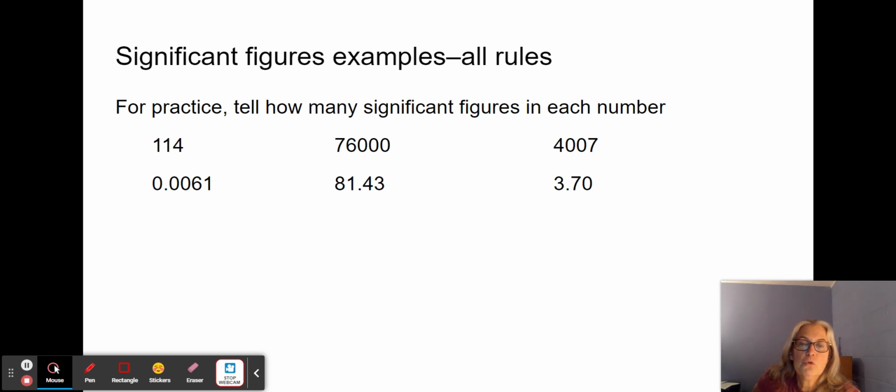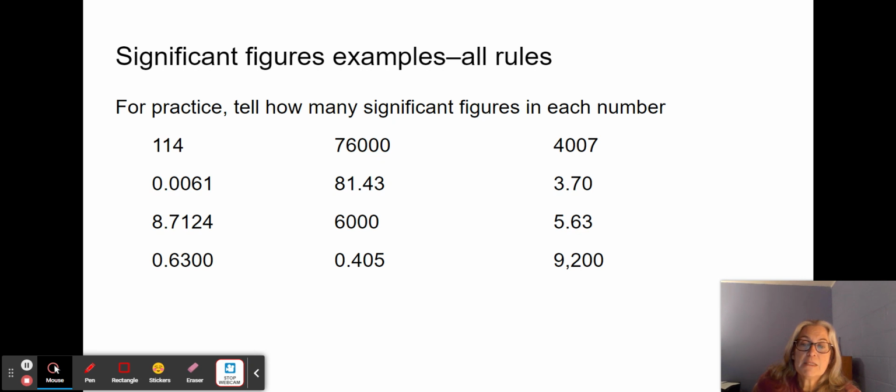0.0061 has 2. 81.43 has 4. 3.70 has 3. 8.7124 has 5 significant figures. 6,000 only has 1. Those zeros are not significant. They're placeholders. 5.63 has 3. 0.6300 has a leading 0, which is not significant, and 2 trailing zeros, which are. So that's 4 significant figures.